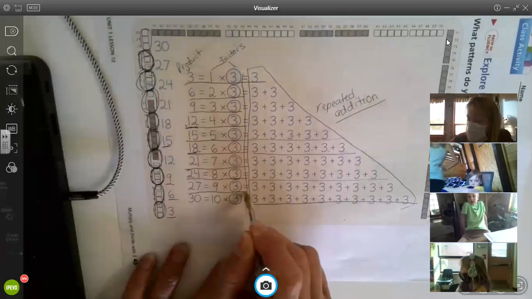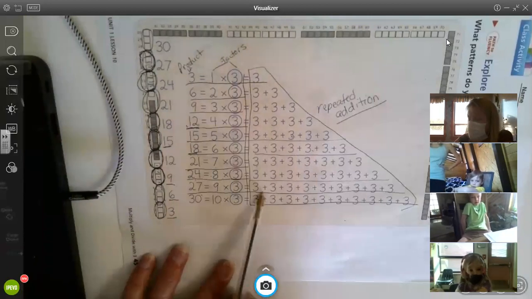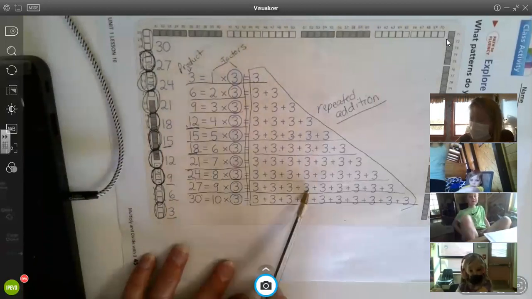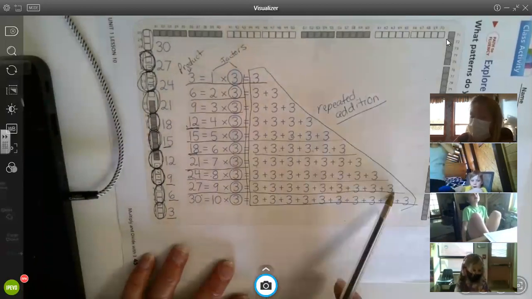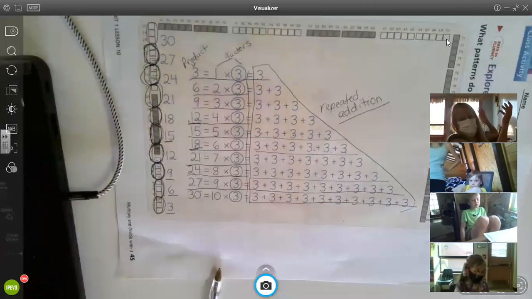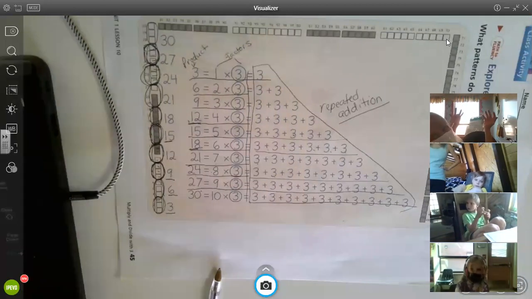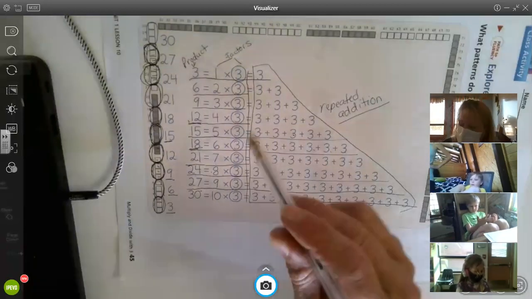So 9 groups of 3 is the same as 27, which is really 3 plus 3 plus 3 plus 3 plus 3 plus 3 plus 3 plus 3 plus 3. So 9 groups of 3 is 27. That's our next count by. And if we use the 9s trick, and Mrs. Harrison, do they see it backwards if I go like this? No. Okay. 3 times 9, I put my 3rd finger down. 27. Perfect. Excellent. And then we have one last one.